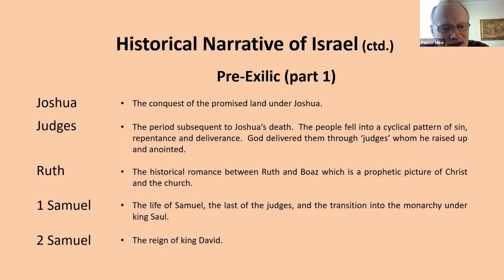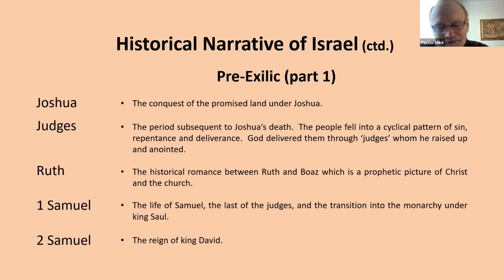Then we come to the book of 1 Samuel. And Samuel was the last of the judges. So it's Samuel's life and ministry which marks the transition from this loose confederation of tribes into the monarchy under King Saul. The people rose up one day and told Samuel that they wanted to be like the nations around them, and the nations around them were all monarchies led by kings and emperors, and they demanded that God allow them to be led by a king so that they could be like the nations.